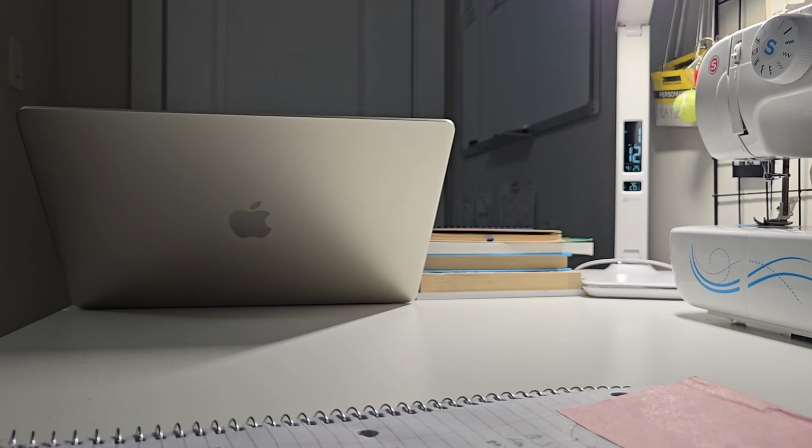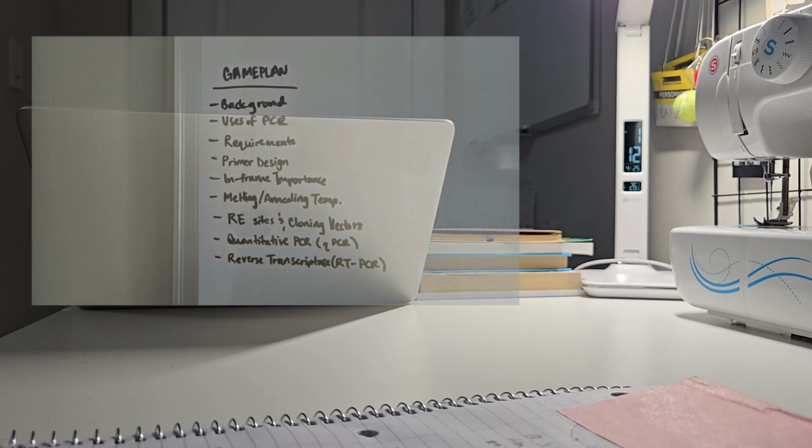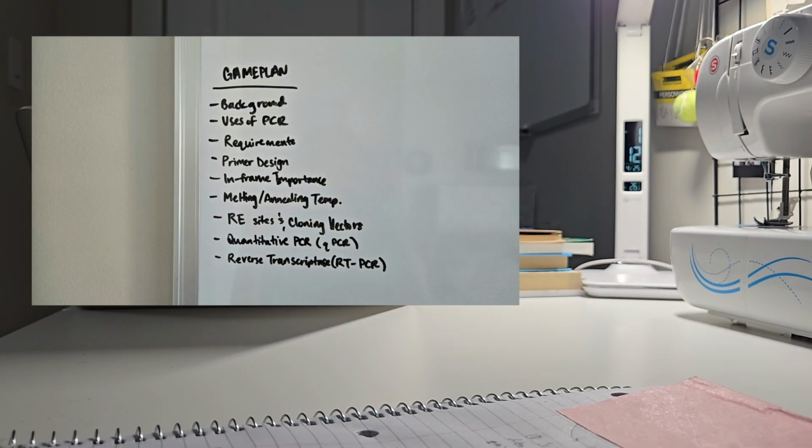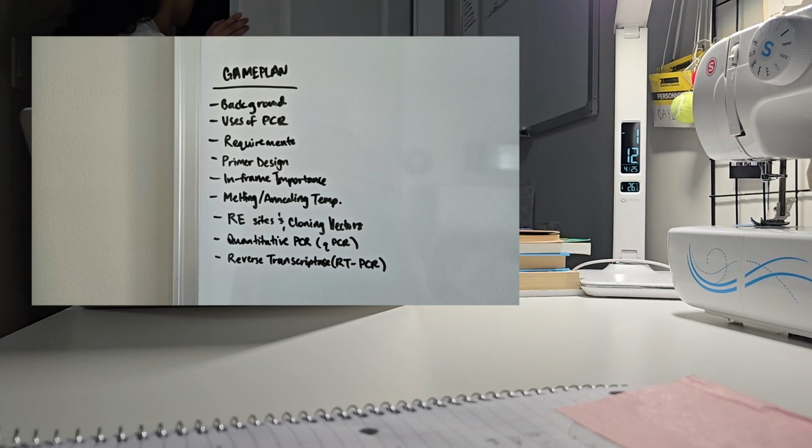I have a game plan as always, and I'm going to tell you what we're going to be talking about today. Okay, so for today's game plan, we're going to go into a little bit of a background for PCR, the uses of it, what you need for PCR, and we're going to be talking about primer design, making sure things are in frame, melting and annealing temperature, restriction sites and cloning vectors, and quantitative PCR, as well as reverse transcriptase or RT-PCR. So yeah, let's get started with a little bit of a background of PCR, what it is, and what it does.